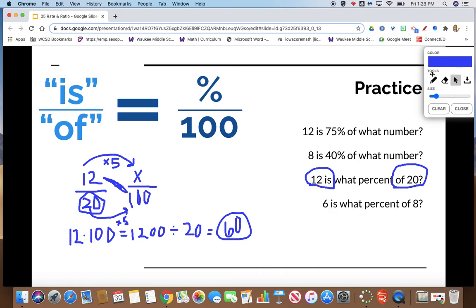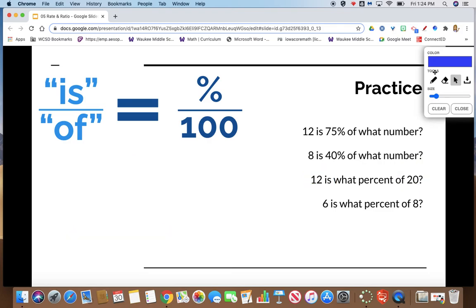We have a few left. Why don't you try this one on your own? Pause the video and press play when you're ready to hear the answer. All right, you guys, let's go through the answer. When I set this up, I set up my two fraction bars equal to one another with a 100 underneath the percent. I see that I'm missing the percent, so that's my unknown.